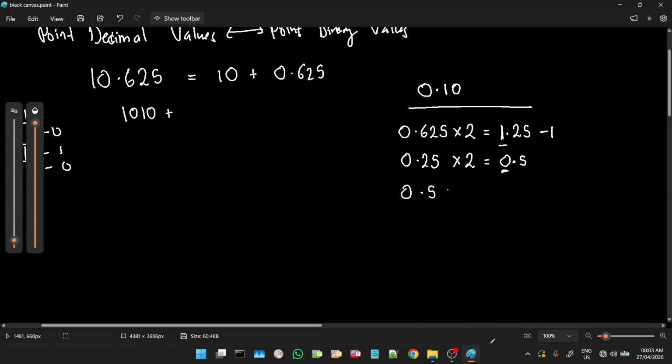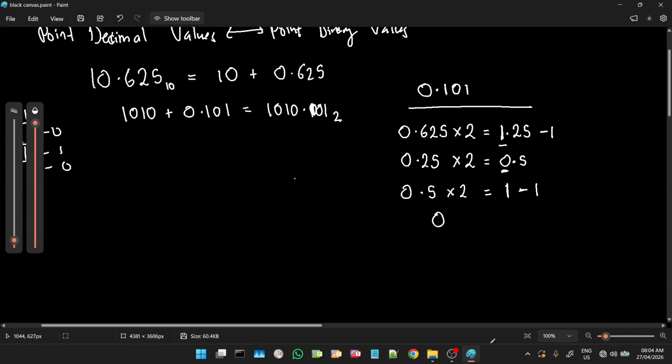We take the 0.5 here, multiplied by 2. We're going to get a 1. So this one we record, and when we subtract 1, we get a 0. And any value times 0 is equal to 0, so we don't have to consider it. So this is 0.625 in binary format. So we add it: 0.101. So 10.625 is equal to 1010.101 in binary format. So this is one example.